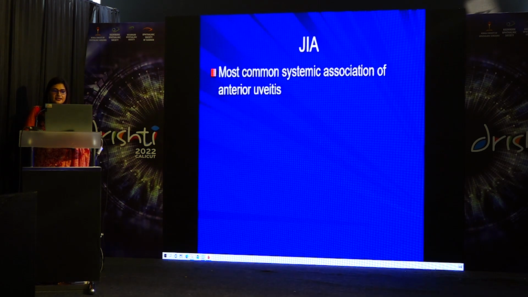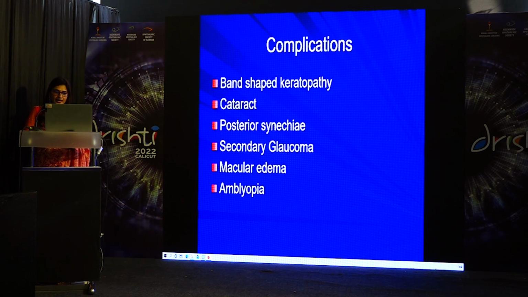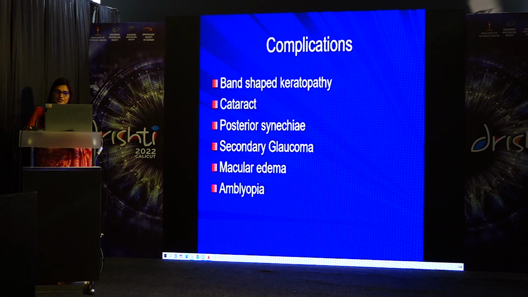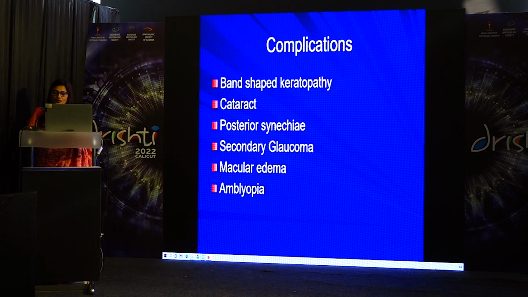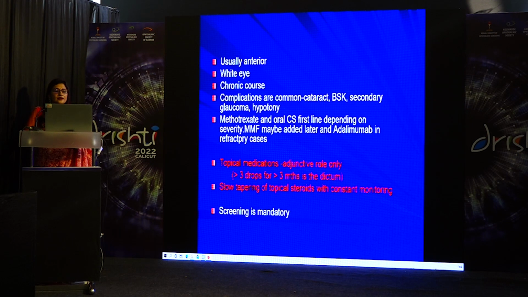Juvenile idiopathic arthritis is the most common systemic association of anterior uveitis in children. The risk factors for ocular involvement are females, oligoarticular arthritis, young age, ANA positivity, and RF negativity. It's usually bilateral and usually non-granulomatous, and usually presents with complications because they are completely asymptomatic. So they will come with band-shaped keratopathy, cataract, posterior synechia, secondary glaucoma, sometimes cystoid macular edema and amblyopia. And they are completely asymptomatic. So like I said, it's a white eye and they present with complications.